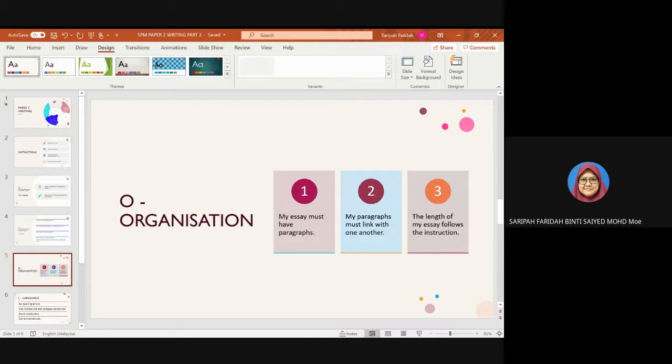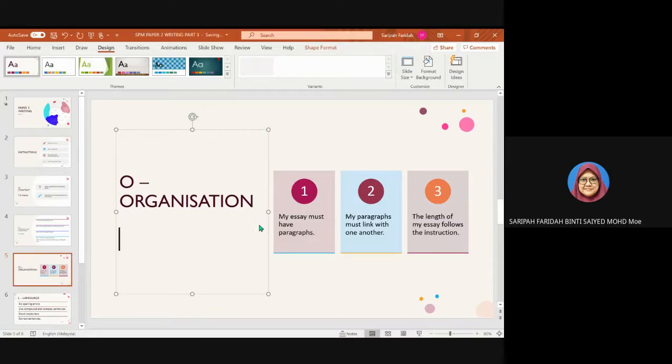In organization, if you know how to link your paragraphs and your ideas, meaning one paragraph has only one idea, and if you have written 5 paragraphs, there will be the introduction, 3 contents and 1 conclusion, and the ideas flow, then you get organization 5/5. Okay, this also the marks will be given 1 to 5 marks.